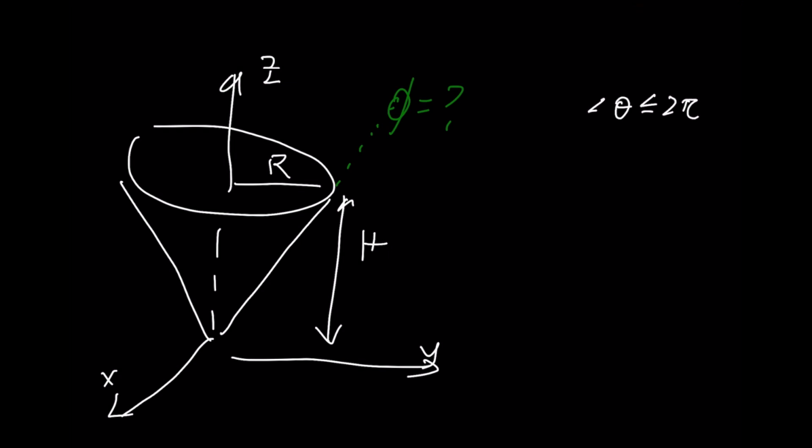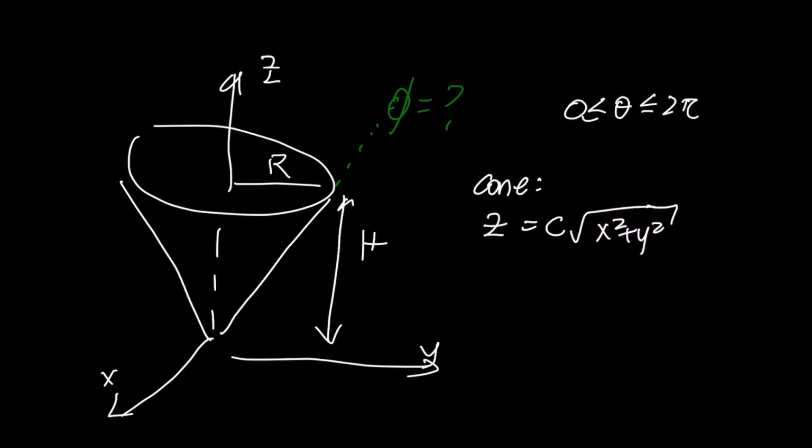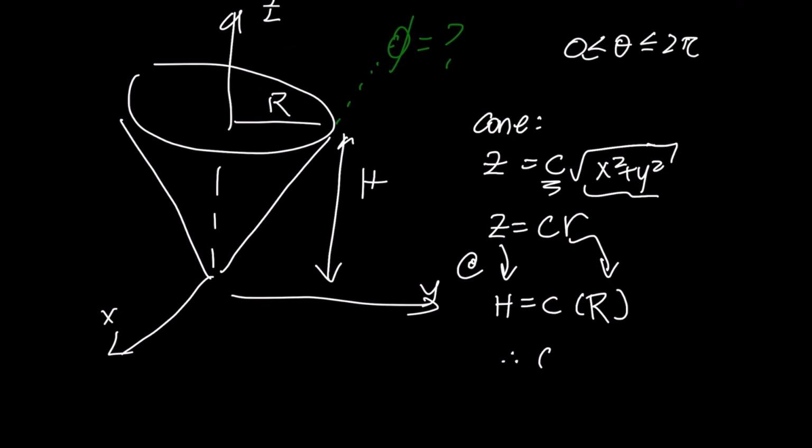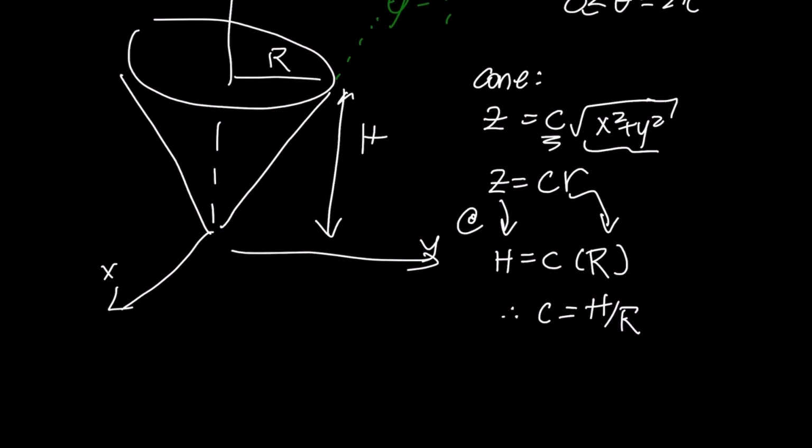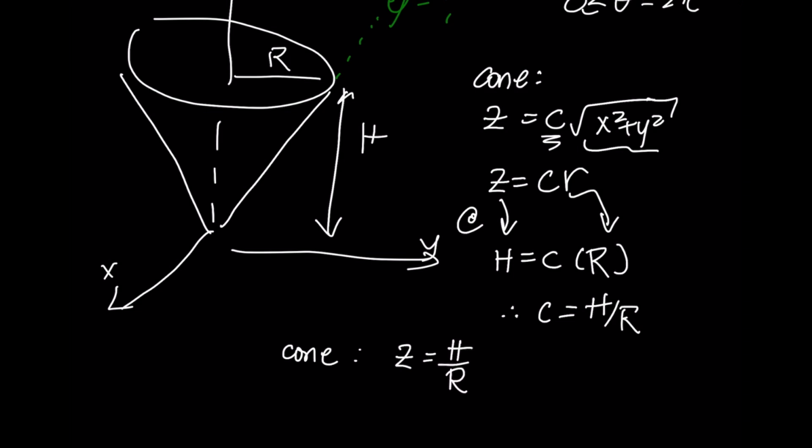But we're going to need to know what the polar angle is, and we're going to need to know what the radial limits are. From before, we can talk about the equation of a cone. Now, in Cartesian coordinates, it's usually the square root of x squared plus y squared. We're going to need this dial, this c, to ensure that we can get the right values for z and for r. So when we are at a height of h, we want to have a radius of r. So that means that c has to be h over r. So the equation of the cone will then be z is h over r times this little r.